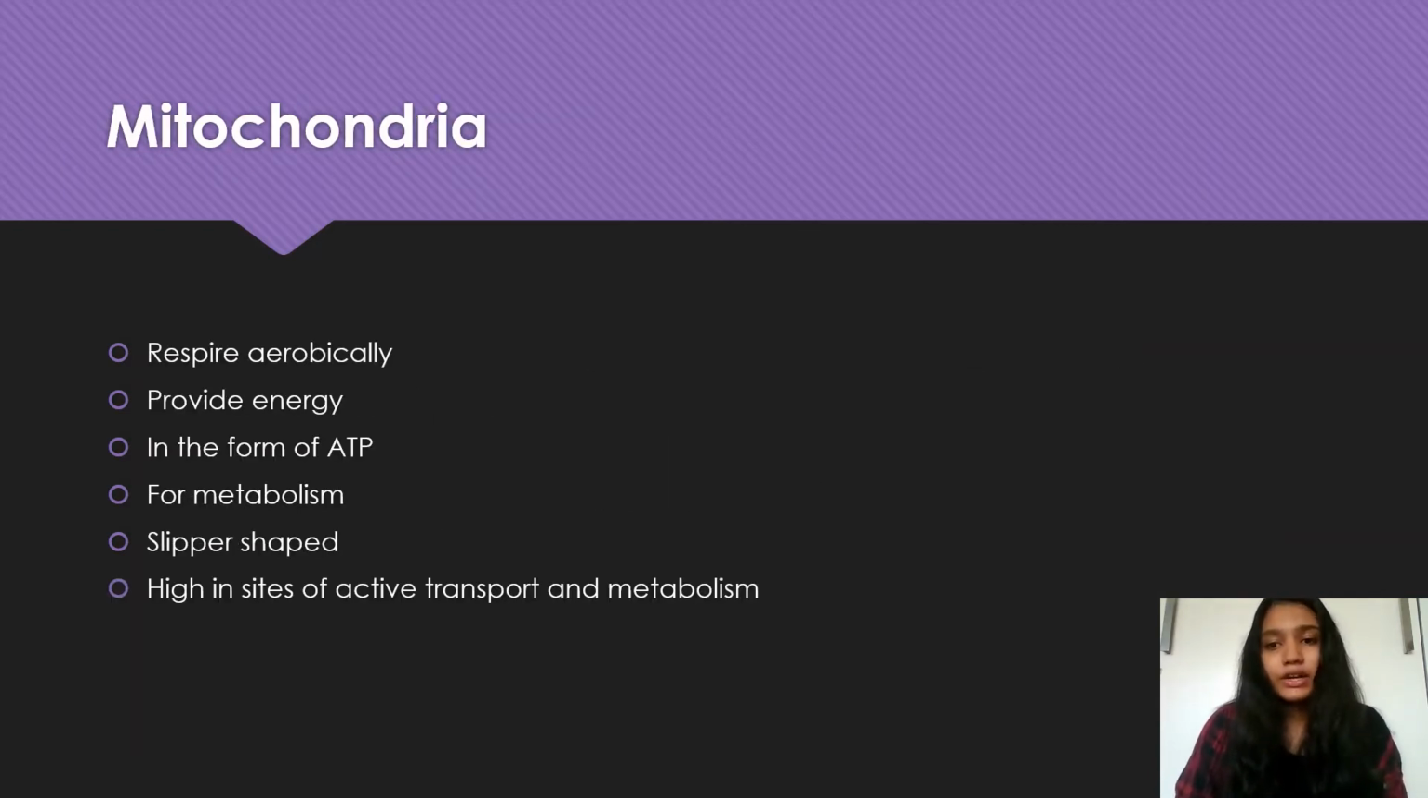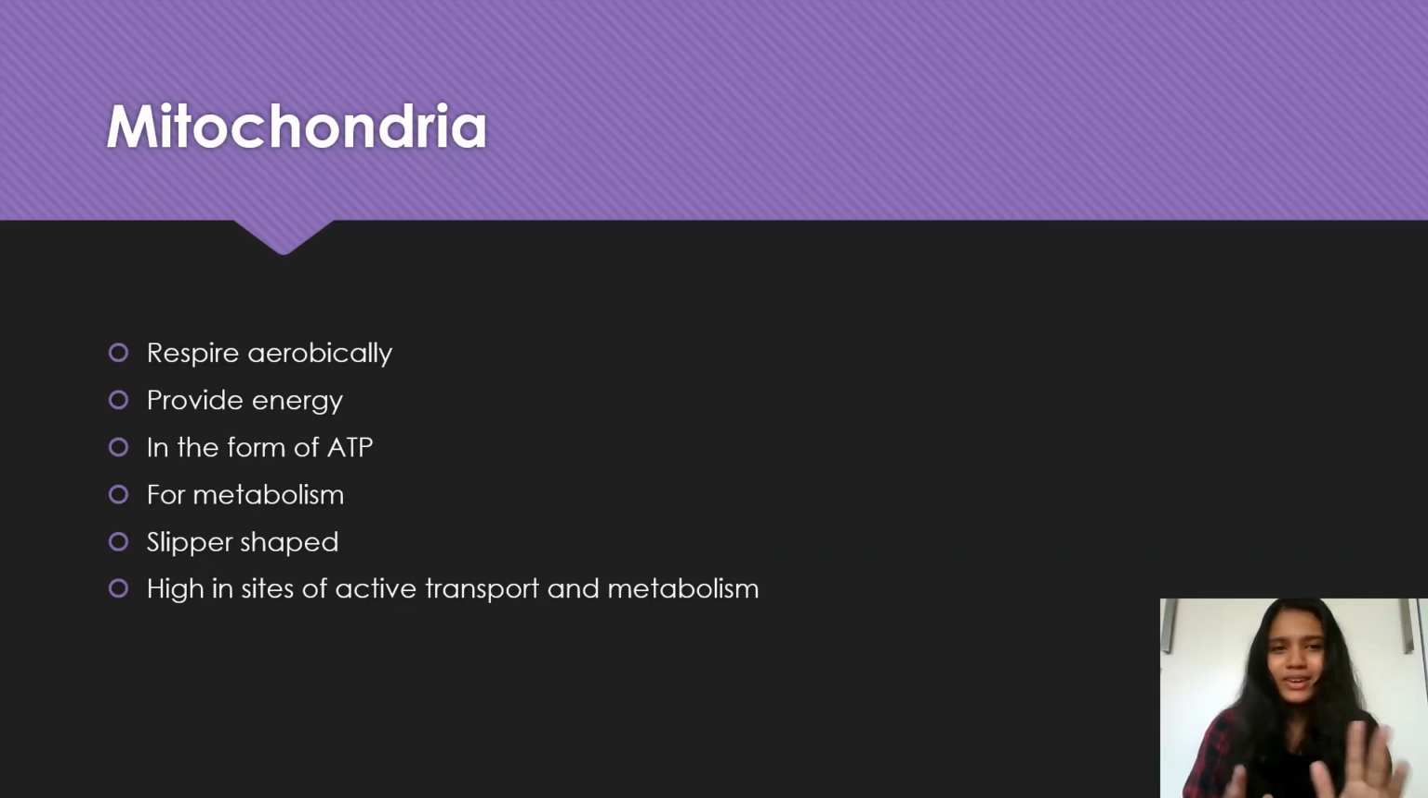Then we have the mitochondria, which are a very important part of the cell. They are slipper shaped or oval shaped. Very often in ATP papers, you are asked to describe them or redraw them. That's when you say they're slipper shaped or oval shaped. They respire aerobically. Very important. It's mentioned in your syllabus as well and in an endless number of past papers. So don't forget it. It respires aerobically to provide energy in the form of ATP for metabolism.